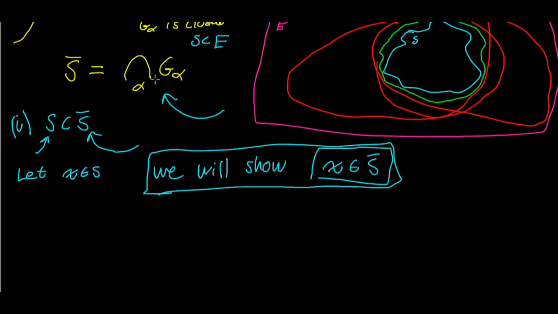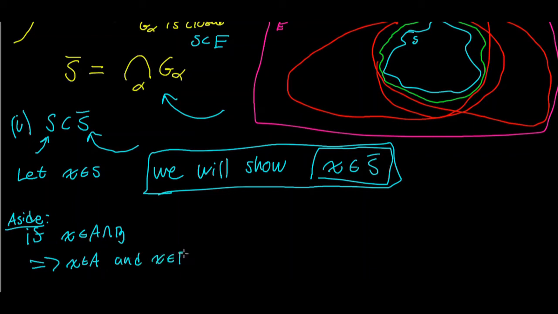But if I want to show that it's in the intersection of all the closed subsets that contain S, remember, this is just an aside here. If X is in A intersect B, then that implies that X is in A and X is in B. Not only that does that imply, this is equivalent to. So if X is in A and X is in B, then X is in the intersection of A and B.